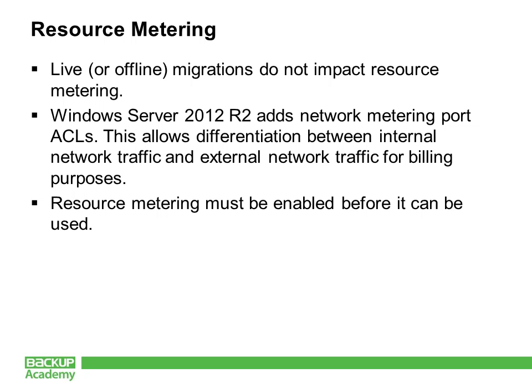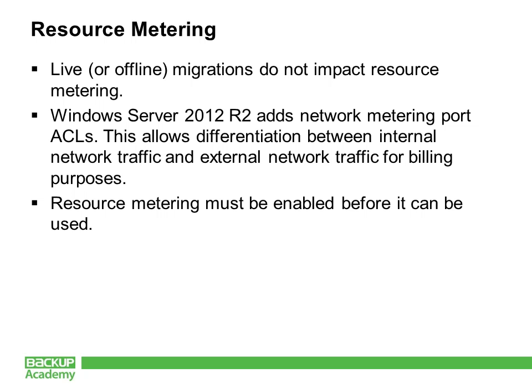But what has changed is that Microsoft has added some port ACLs. And what this does is it allows you to differentiate between internal and external network traffic. This is really handy if you're doing chargebacks, because if a user is consuming internal network bandwidth, well, there's not really a cost associated with that, so you may not want to bill them for that. But if they're consuming WAN bandwidth or internet bandwidth or something like that, then there may very well be a cost, and that might be something that you want to include in the chargebacks. And these port ACLs make it possible to do that.